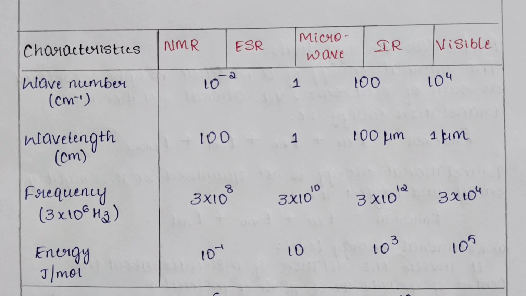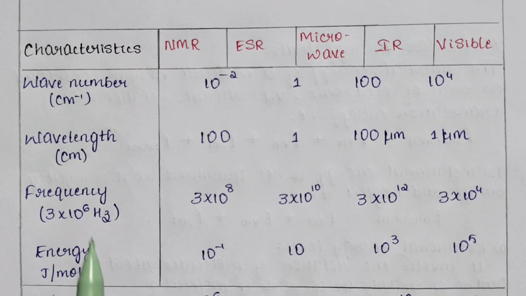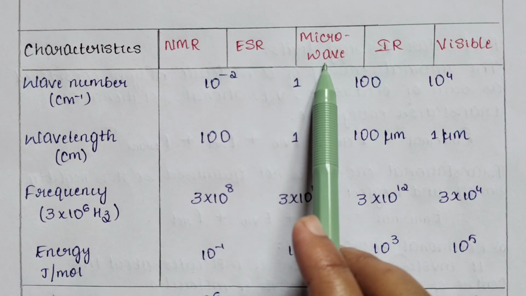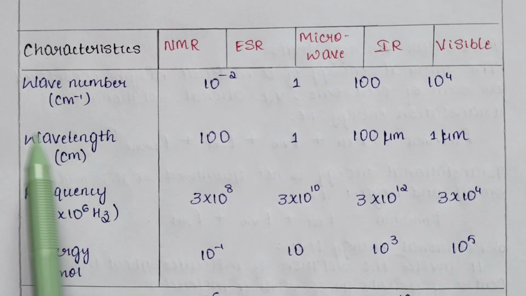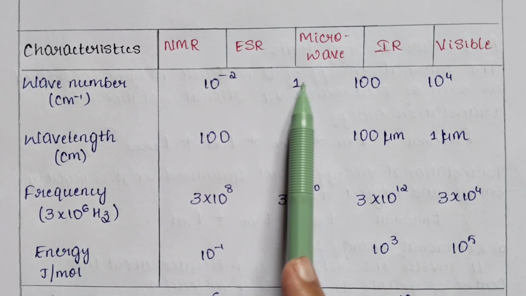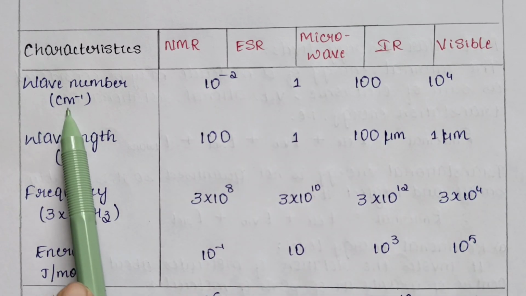Now we will concentrate only on the types of electromagnetic radiation and molecular spectroscopy. Let's see the different types of spectrum and the range in which they lie. The characteristics we are going to discuss are wave number, expressed in per centimeter, wavelength, expressed in centimeter, frequency, expressed in 3 into 10 to the power of 6 hertz, and energy, expressed in joule per mole. Now we'll consider 6 spectrum, that is NMR, ESR, microwave, infrared, and visible. Their wave number lies from 10 to the power of 2, and here it is 1, here 100, 10 to the power of 4. All these wave numbers are expressed in centimeter inverse.